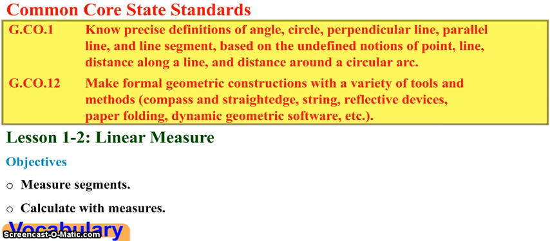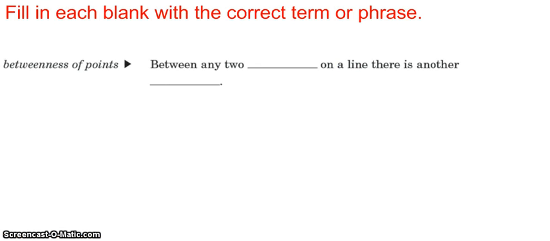Our objectives for today are to measure segments and to calculate with measures. Now with the vocabulary. The first vocabulary word is betweenness of points. Between any 2 points on a line there is another point.